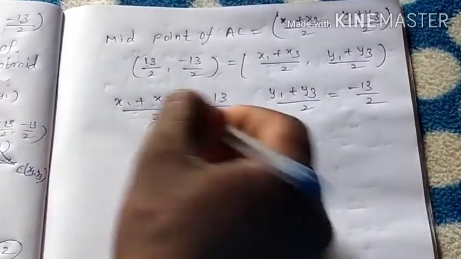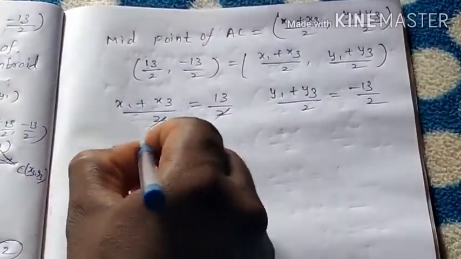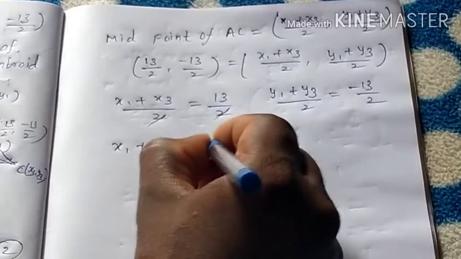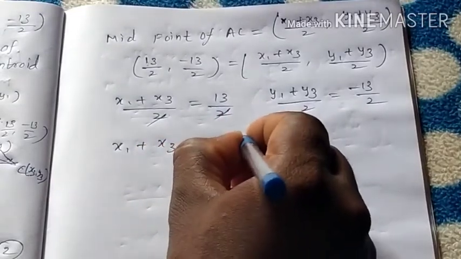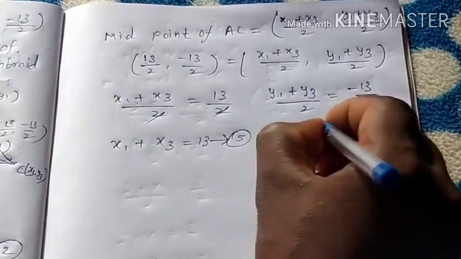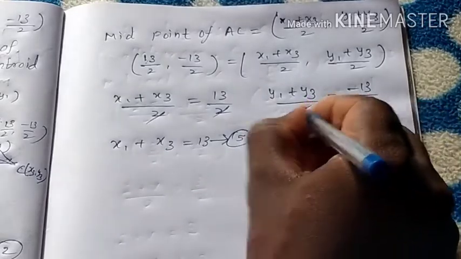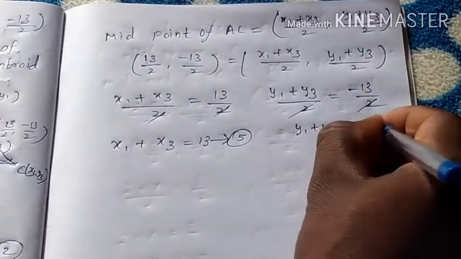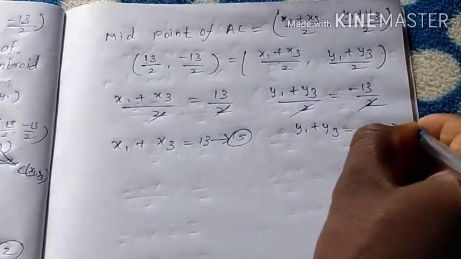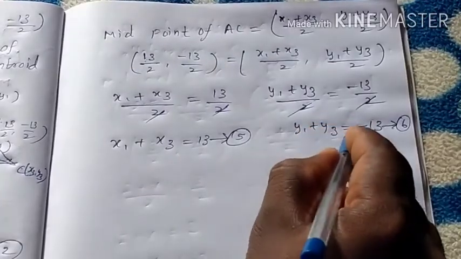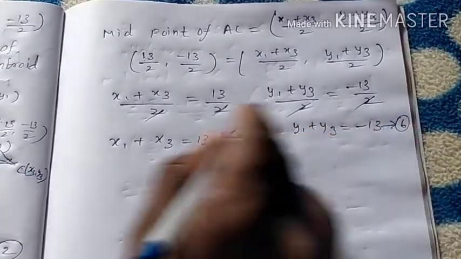Okay, the 2s are cancelled, remaining x1 + x3 = 13. This is equation number 5. Then y1 + y3, the 2s are cancelled, remaining -13. y1 + y3 = -13. This is equation number 6.